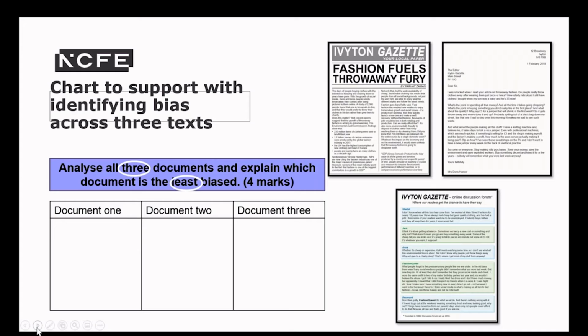Next, comparing bias. When you're comparing bias or even just doing comparisons, it's quite a good thing to do a chart. So if you were looking at it across three texts, you want to make sure that you've got information to write about each one. This one is just broken down into document 1, document 2, and document 3. And as you can see, you've got the three documents there. And what you would do is you would look for evidence of which was the least biased.